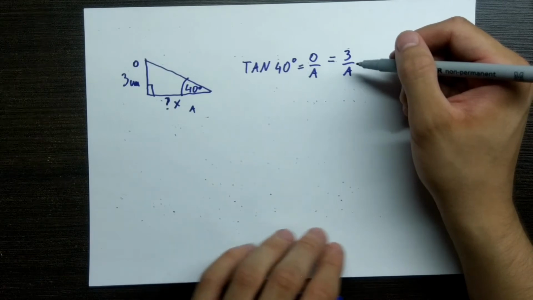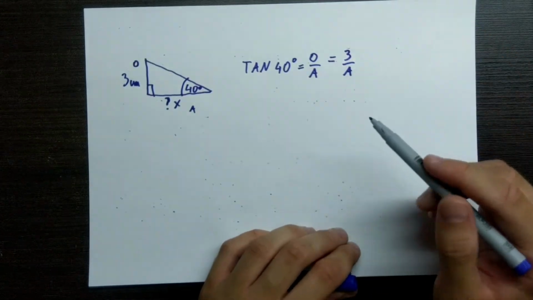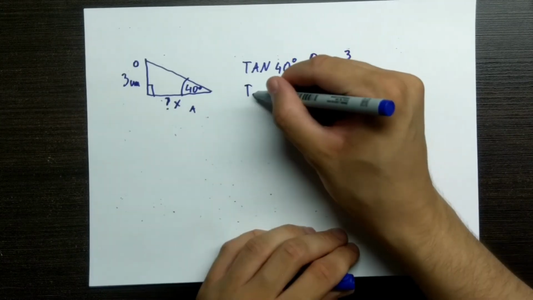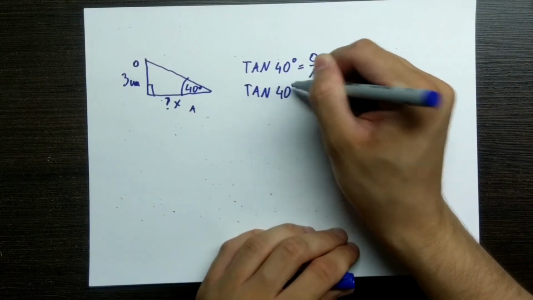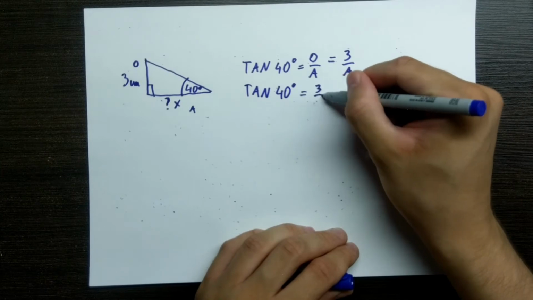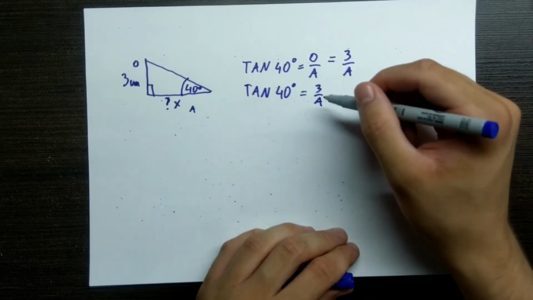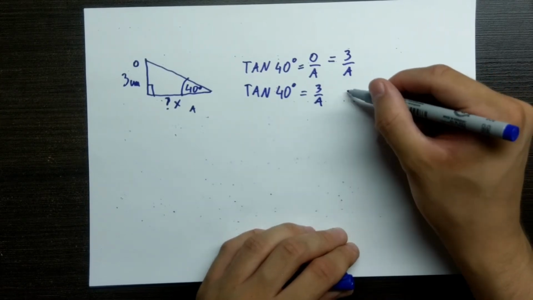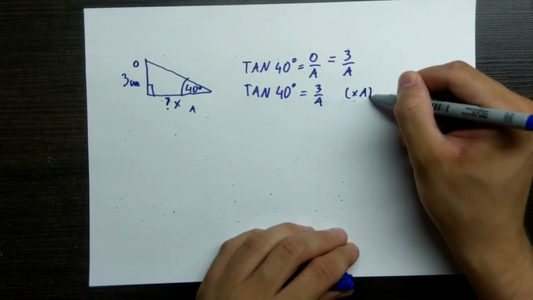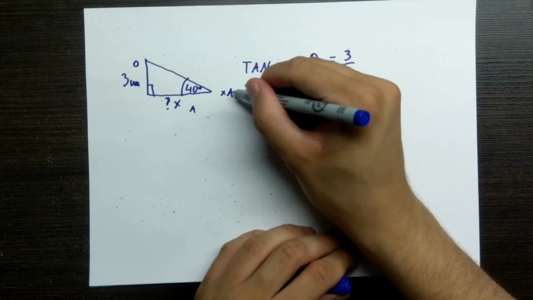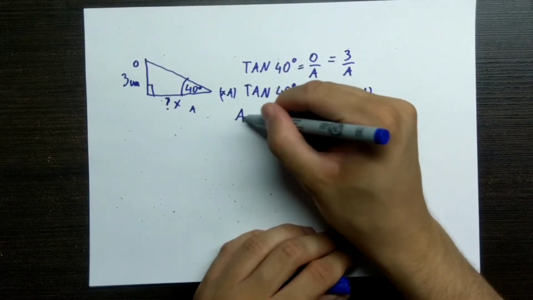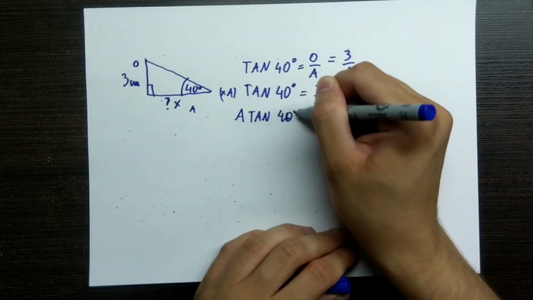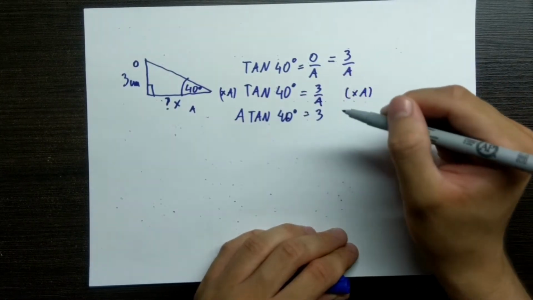So we got this far. Now, we have to rearrange this formula. So we're starting here. Tan 40 degrees is equal to 3 over a. And we need to isolate that a. How are we going to do it? We are going to do it in 2 steps. First of all, we are going to multiply both sides by a. So now we have a tan 40 degrees, which is equal to 3.